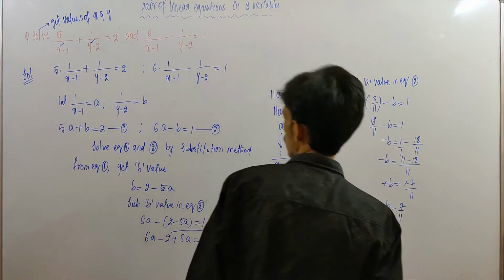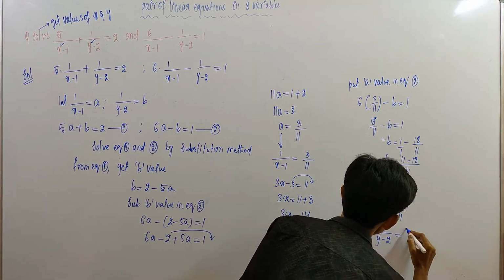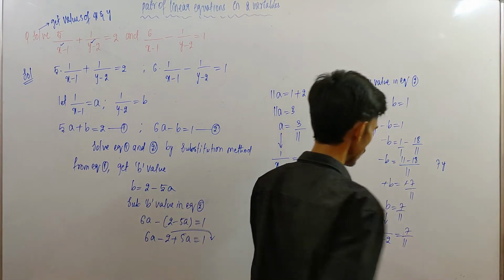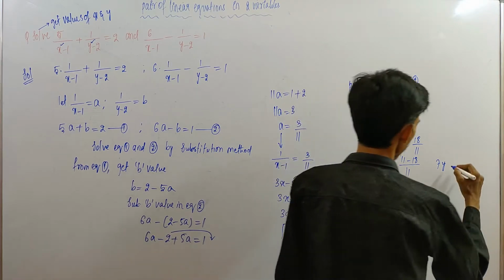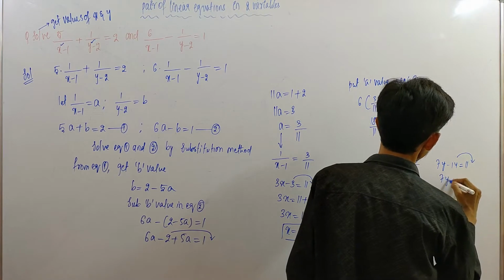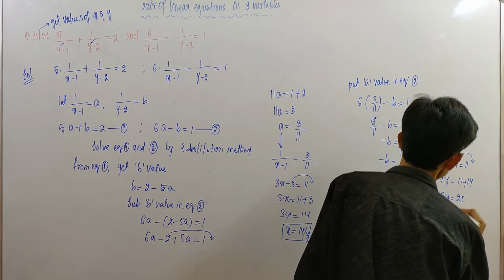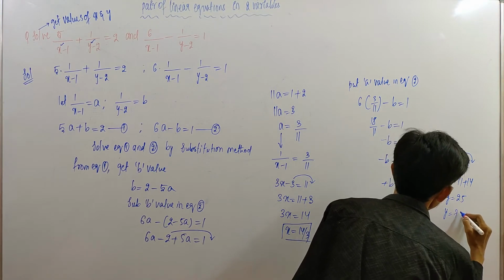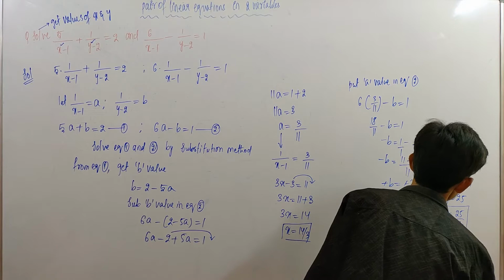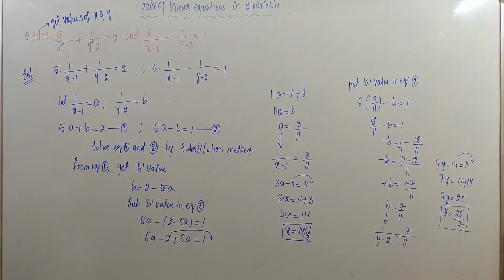Similarly, the b value we have taken as 1 by y minus 2. 1 divided by y minus 2 is equal to 7 divided by 11. Cross multiply: 7 into y, 7 into 2, 14, is equal to 1 into 11, we have 11. Send this here, we have 7y is equal to 11 plus 14. 7y is equal to 25. So we have the y value as 25 divided by 7. This is the value of the variable y. So we have the x value as 14 by 3, and the y value as 25 by 7.